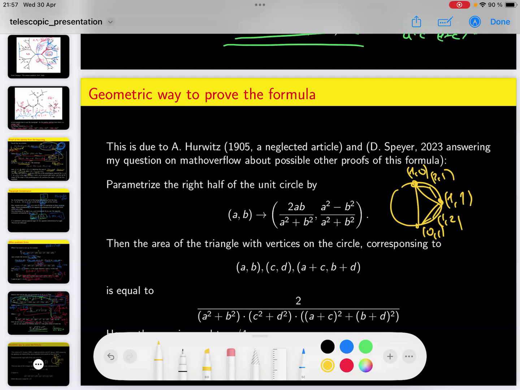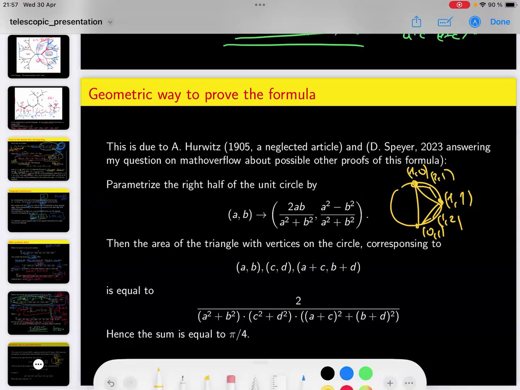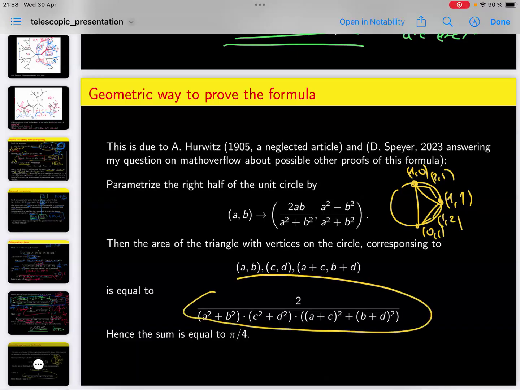And by direct computation, you just see that the area of such a triangle is actually equal to this. So it's just twice the sum we consider. And then you see the sum of the areas of all such triangles, that's exactly pi over 2. And each triangle is just twice my term. So it means that the sum that I consider is just pi over 4.